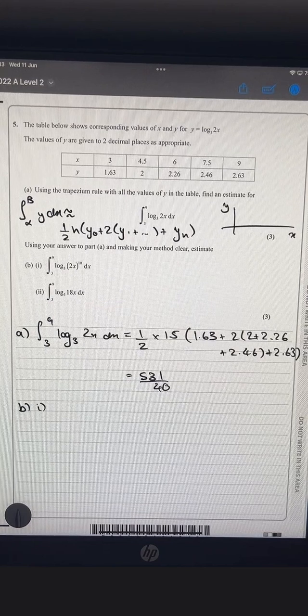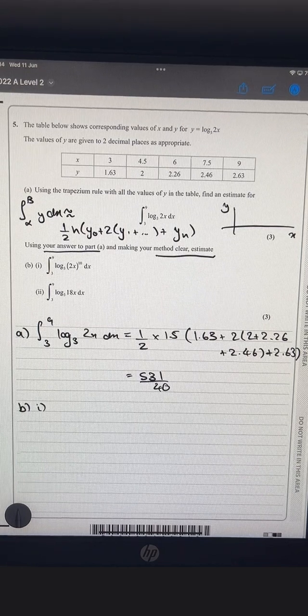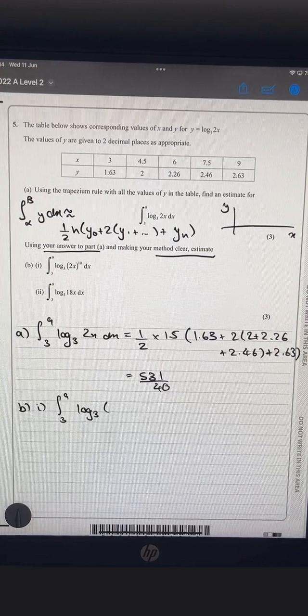This is Edexcel 2022 paper 2 for A levels. All right. Using your answer to part A and making your method clear, estimate these two integrals. All right. So just look at what is happening to this integral and compare it with the first one. So if I write this integral out, I've got the integral from 3 to 9 of log to base 3 of 2x to the power of 10, right? I could just use my log laws, right? So exactly, I'm saying the correct answer in the chat.